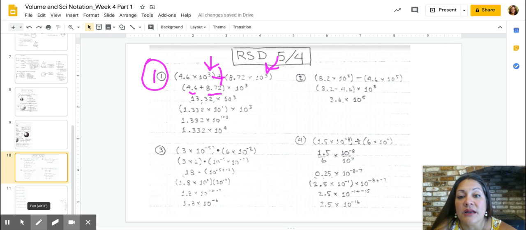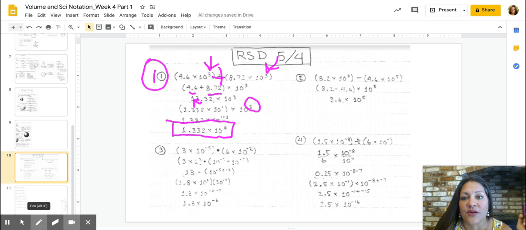Well, remember that this first number has to be between 1 and 10. So 13 is too big. We're going to move the decimal over one spot. And when we do that, then we put it into scientific notation. That means it's times 10 to the first. And we are going to add it over here. So that leaves us with 1.332 times 10 to the fourth.